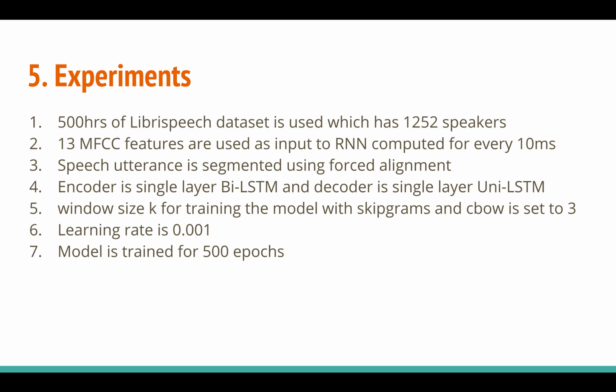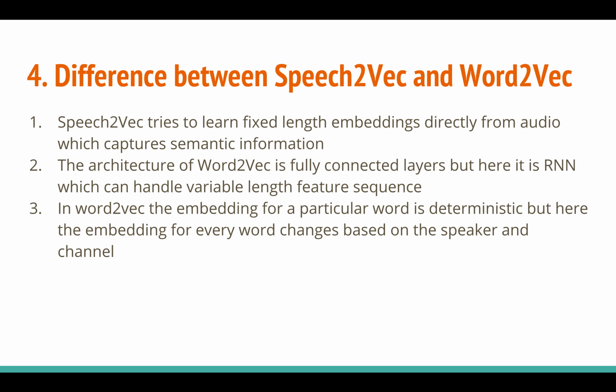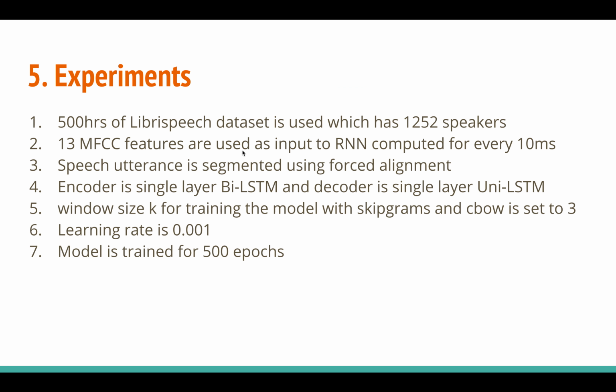Predict in the sense, as we see here, we have three words: the middle word, the left word, and the right word. So this algorithm is not designed only to predict one word to the left and one word to the right. You can actually use more words, like 3 or 4 words to the left and 3 or 4 words to the right. The window size used here is 3, the learning rate is 0.01, and the model is trained for 500 epochs.